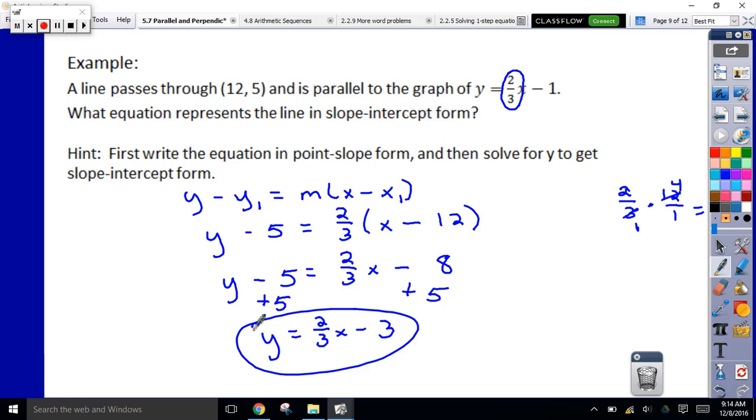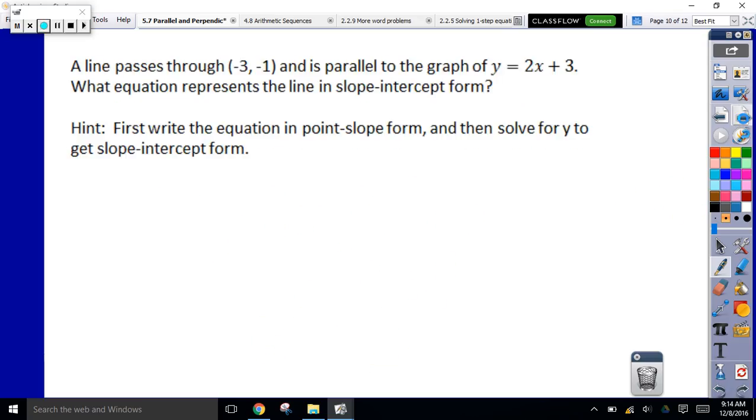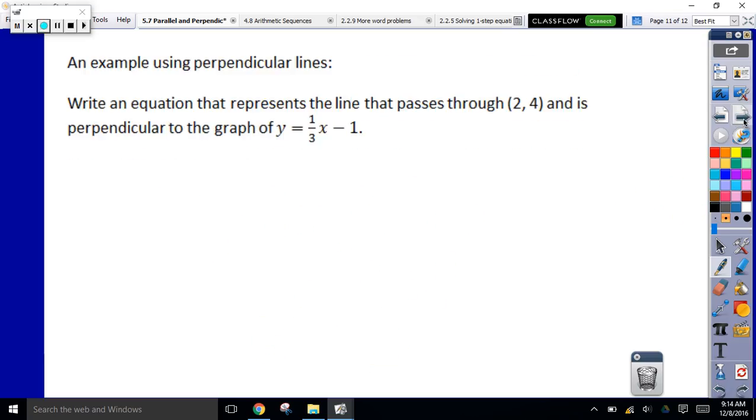Okay, the next slide is another example of a parallel. I'm going to skip, we only have about 4 minutes left. I'm going to skip to one using perpendicular. Write an equation that represents the line that passes through the point (2, 4) and is perpendicular to the graph of y equals 1/3 x minus 1. Emma Lillybridge, if our new line is going to be perpendicular, what would its slope be?